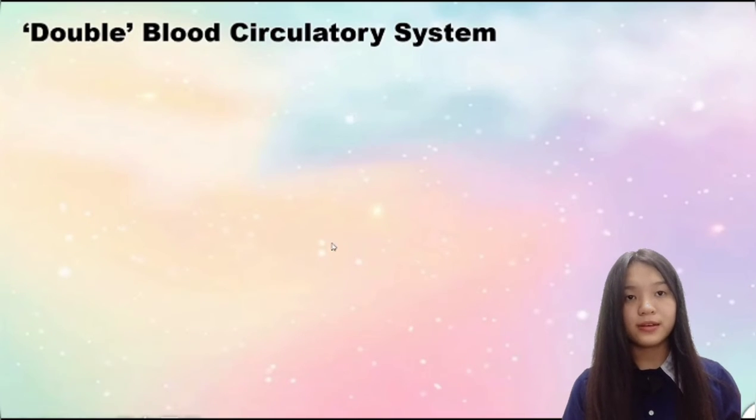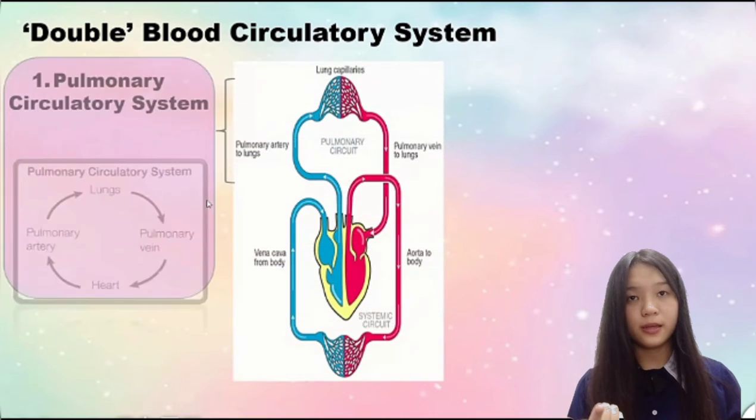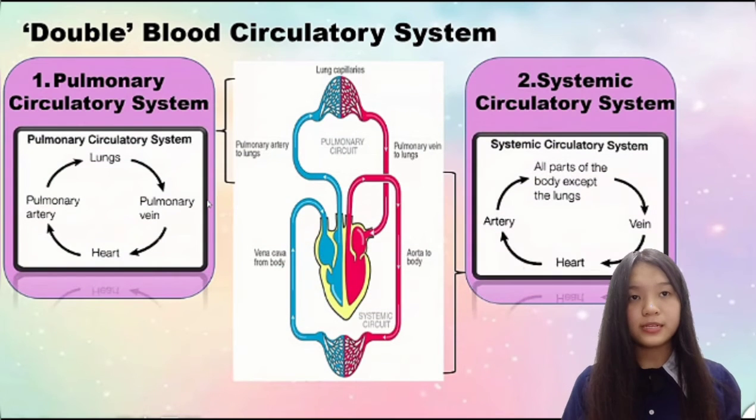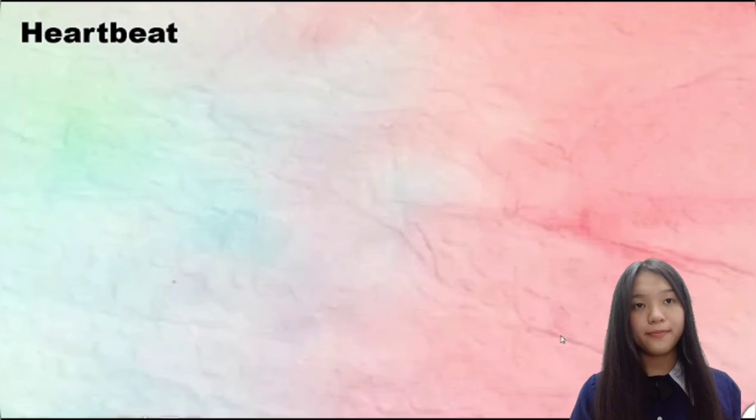Humans and other mammals have a double blood circulatory system that is made up of the pulmonary circulatory system and the systemic circulatory system. The pulmonary circulatory system involves the lungs, heart, pulmonary artery, and pulmonary vein to carry out the pulmonary circulation. Next, the systemic circulatory system involves all parts of the body except the lung, the heart, veins, and arteries to carry out the systemic circulation. Okay, let's move on to another point, heartbeat.